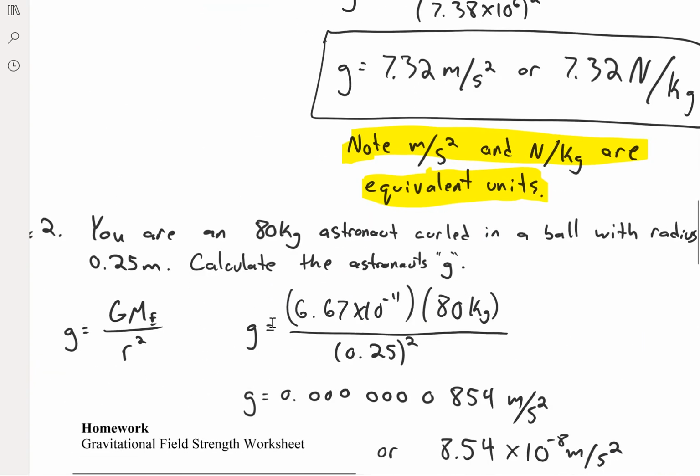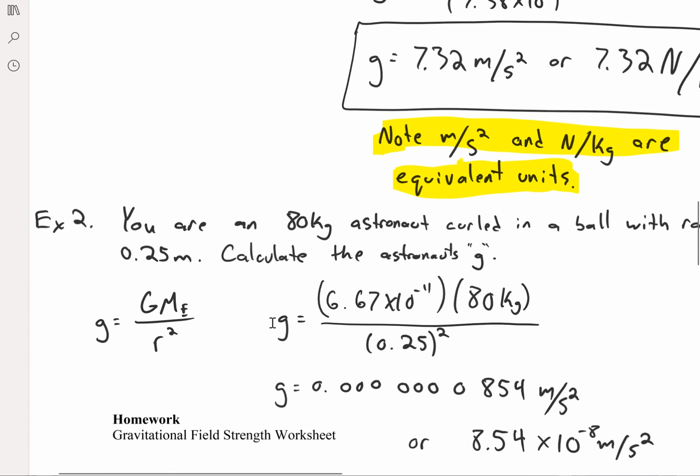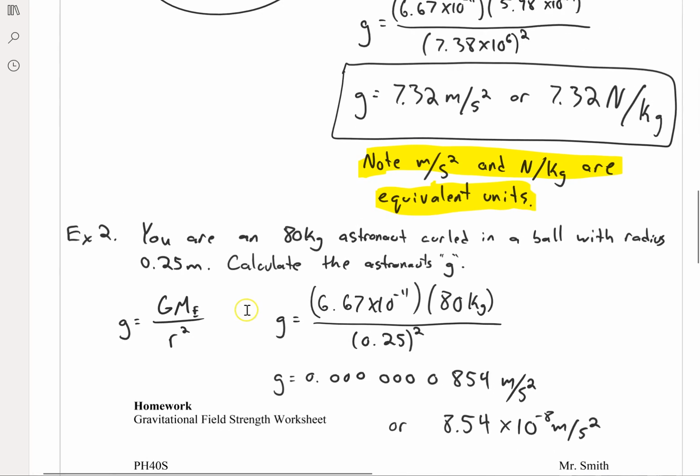And then I made up another question here. It says, example 2, you are an 80 kilogram astronaut curled in a ball with a radius of 0.25 meters. Calculate the acceleration due to gravity that the astronaut would have if he pretended he was his own little planet or his own little asteroid. So here, I use the same thing, gravitational constant. Rather than the mass of the Earth, I use the mass of the astronaut as 80 kilograms, and then the radius of him is only 0.25.